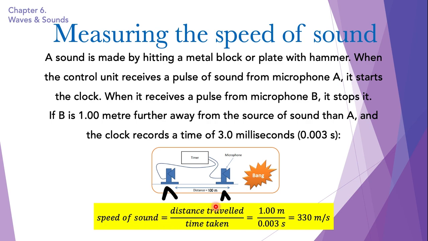Speed of sound is equal to distance traveled divided by time taken. So we divide 1.00 meter by 0.003 seconds, and we will get 330 meters per second. So this is the equation of speed. We can find out the speed of sound by this experiment. And the speed of sound is 330 meters per second. Or we can also call it 760 miles per hour.